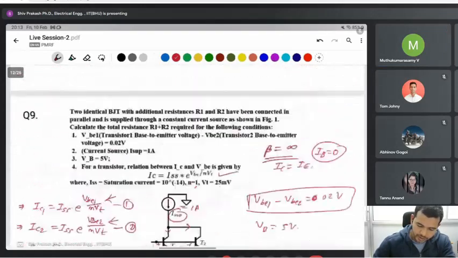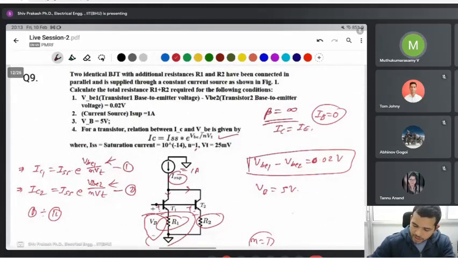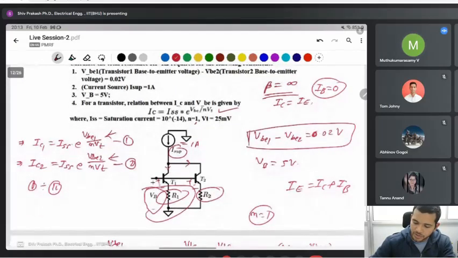In this question, you know that IE is equal to IC plus IB. If IB is 0, then IE is the same as IC, the collector current. All of the electrons go into the collector, and no electron goes into the base.